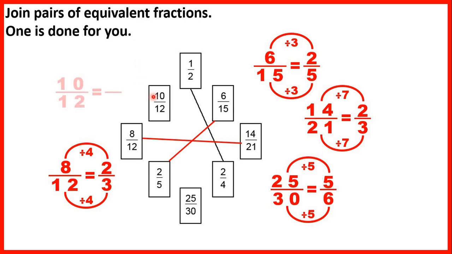And finally, we have 10/12. Both 10 and 12 are in the 2 times table, so that simplifies to 5/6, and we found that 25 over 30 simplifies to 5/6 as well, so that means these fractions are also the same size, also equivalent.